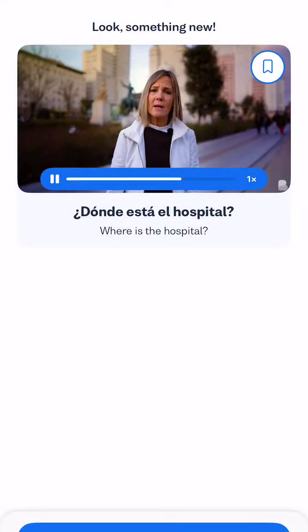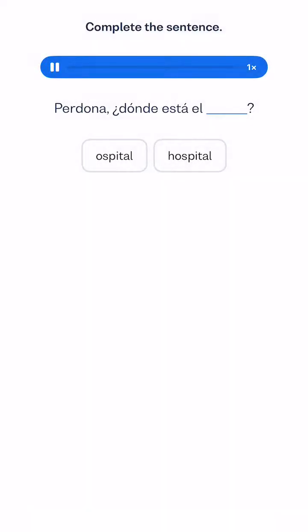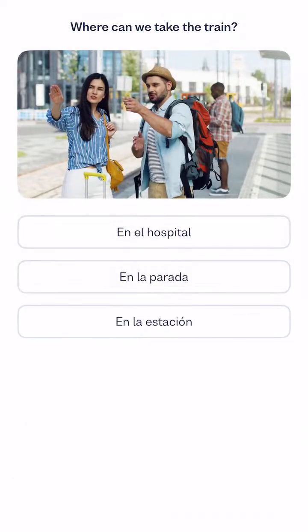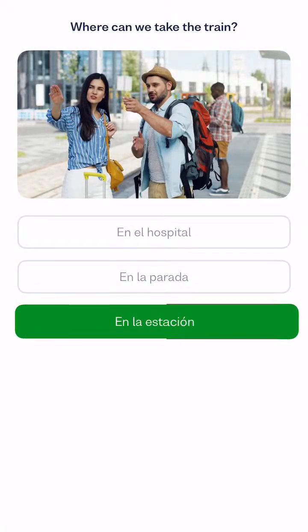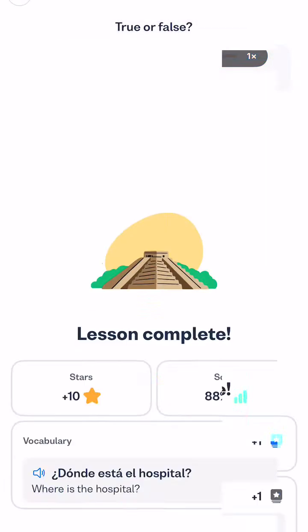¿Dónde está el hospital? Where is the hospital? Perdona, ¿dónde está el hospital? Juli is looking for a train station. No, he is looking for a hospital. Perdona, ¿dónde está el hospital? Hospital. Where can we take the train? En la estación. ¿Dónde hay una estación de tren? Okay, he's looking for a train, not a bus. Okay, so we got 10 stars there. That was quick and easy.